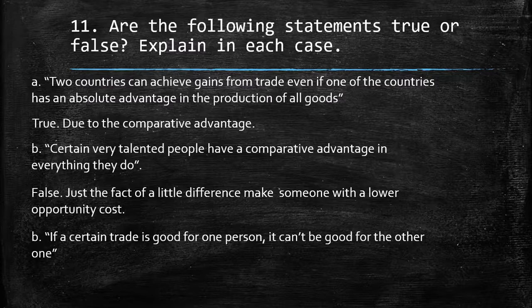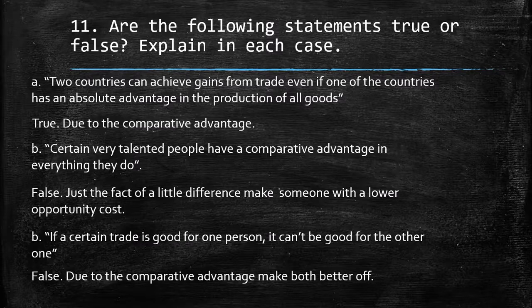The last point is C. If a certain trade is good for one person, it can't be good for the other one. This is false. What we saw throughout the chapter is that when we offer a trade, we arrive at a point which was unreachable before in the production possibility frontier. Due to comparative advantage, each party can specialize in what they do best. So in this sense, everyone is going to be better off.